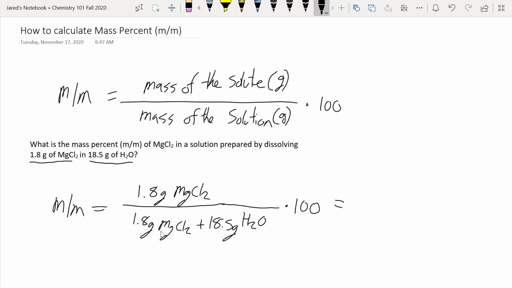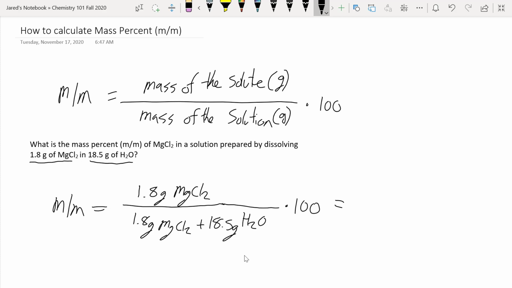Now, it can be confusing at times. Sometimes people will just want to put the mass of the solvent on the bottom. People would be tempted to simply put 18.5 grams of H2O. But remember that for mass percent, it's always the mass of the solution, which is the entire thing. And so you would do the mass of the solute, 1.8, plus the mass of the solvent, which is 18.5, on the bottom of this equation.